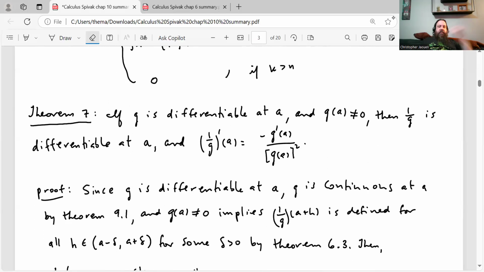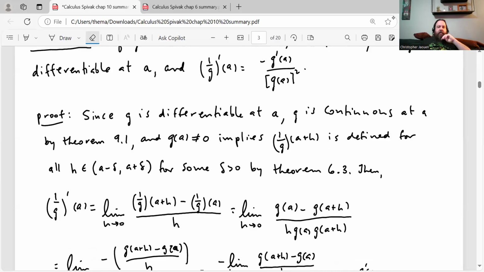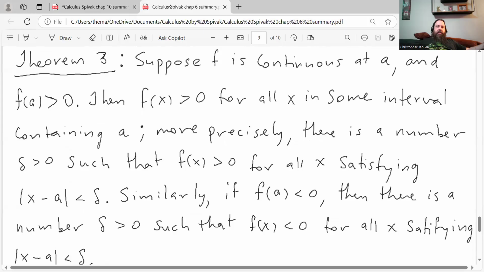Right, theorem 7: if g is differentiable at a and g of a is not 0, then 1 over g is differentiable at a, and the derivative of 1 over g at a is negative g prime of a over g of a squared. Here's our proof. We have to take care of a technicality before we get to the limit of the difference quotient. Since g is differentiable at a, g is continuous at a by theorem 9.1, and g of a not 0 implies 1 over g of a plus h is defined for all h in some delta neighborhood around a, for some positive delta, by theorem 6.3, which is this theorem here.